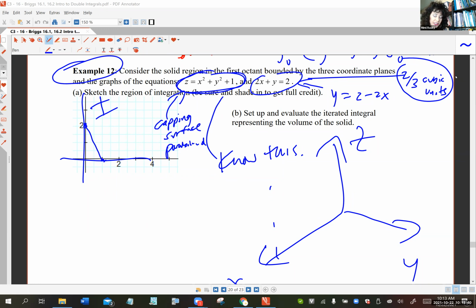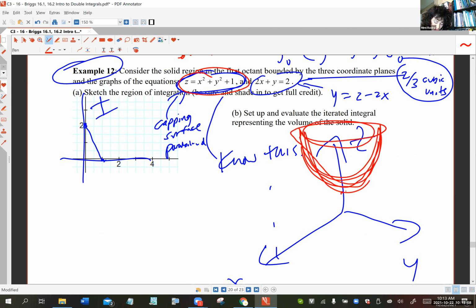So take a look here. This is going to involve double integrals and volume. They gave us a capping surface, and that basically is the top of the solid right there. That's the equation for it. And the graph of it is a paraboloid that's opened upward, with the vertex here at 1 on the z-axis. That's the ceiling of our room, if you will, of our solid.